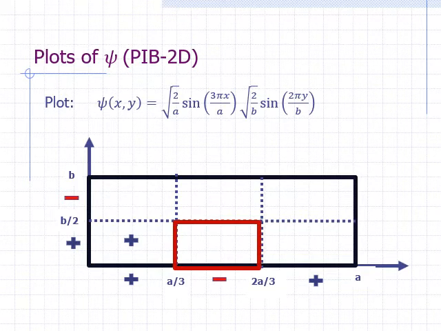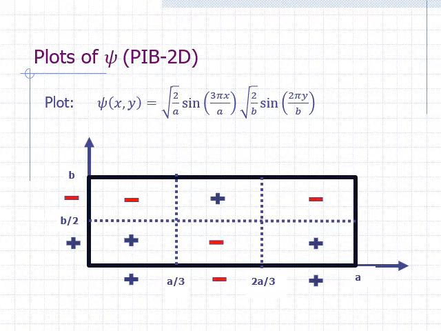What about this next section? Do we expect psi to be positive or negative? Since we go through a node in going from one section to the next, we expect psi to change algebraic sign. So, psi should have opposite algebraic signs in neighboring sections. It will be negative here. It should be fairly straightforward to deduce that psi is positive here, negative here, positive here, and negative here.